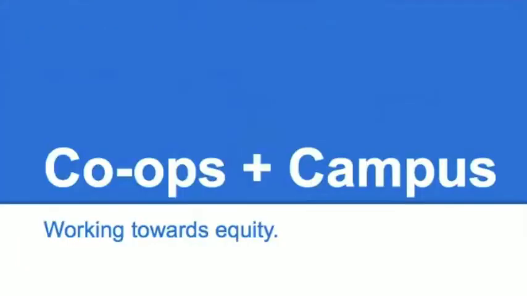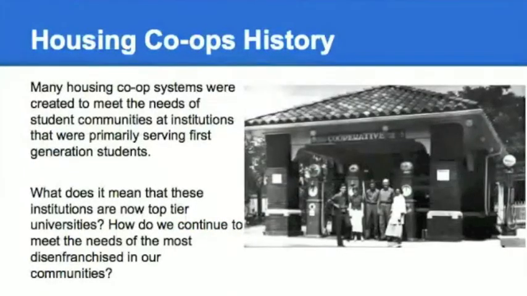I've been talking a lot about the history and the general movement of co-ops and some connection to equity. And now I'm going to focus a little bit more on co-ops and campuses and how they work towards equity. Housing co-ops, when they first began, as said by Steve Dubb, were really created to meet the needs of student communities at institutions that were serving first-generation students.